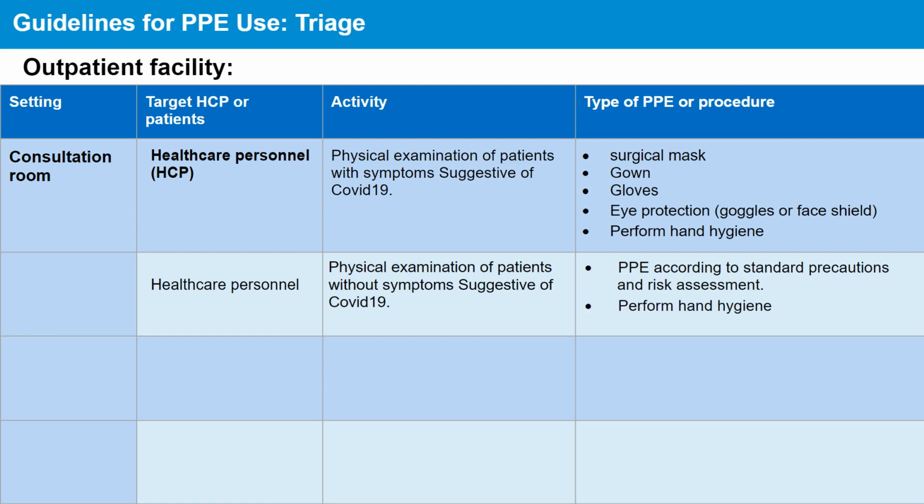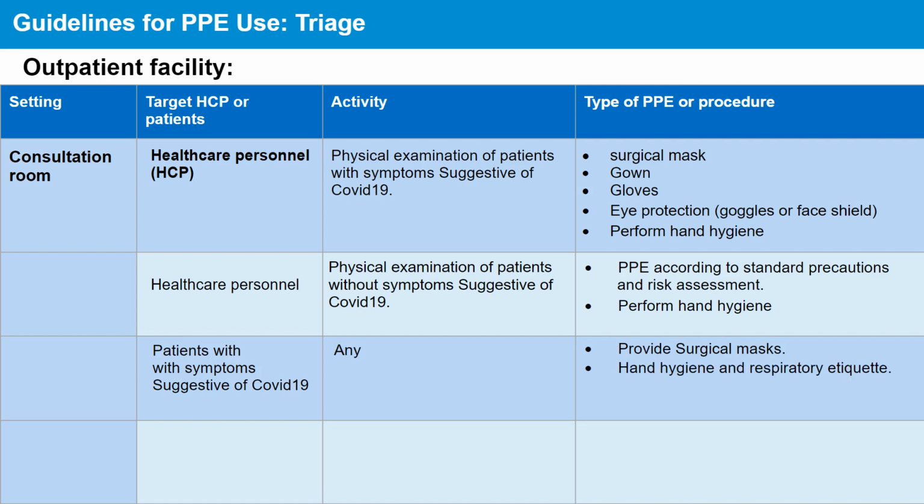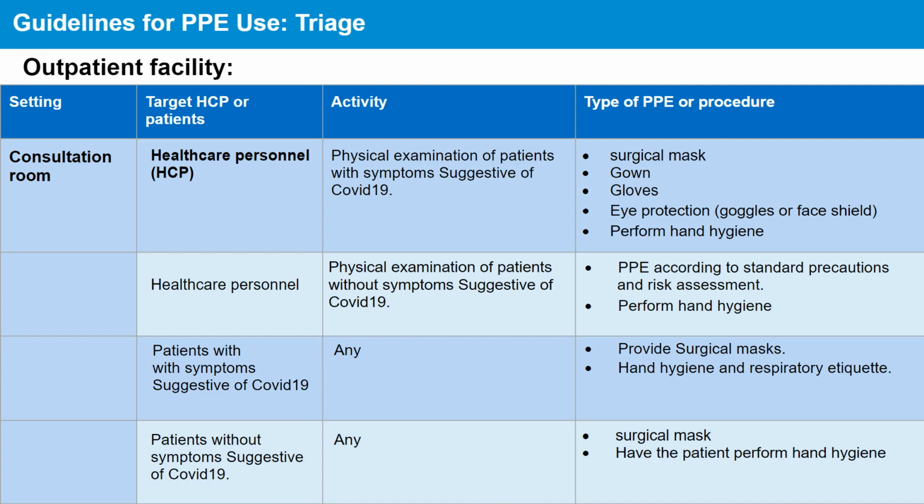In a consultation room scenario, patients with symptoms suggestive of COVID-19 should be provided with surgical masks and should be asked to perform hand hygiene and follow respiratory etiquette. In the same scenario, patients without symptoms suggestive of COVID-19 should wear surgical masks. Healthcare personnel should have such patients perform hand hygiene.